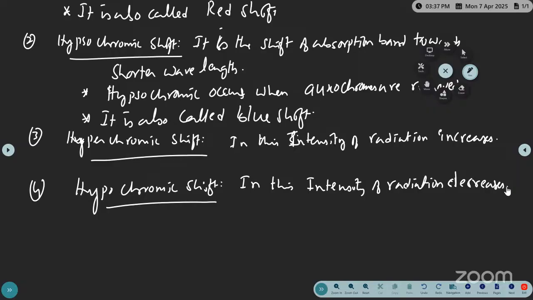And also identification of impurities, to identify the impurities of organic compounds, and also structural elucidation of organic compounds, and next, the detection of conjugated double bonds, extension of conjugation. In all these, UV and visible spectroscopy is used.